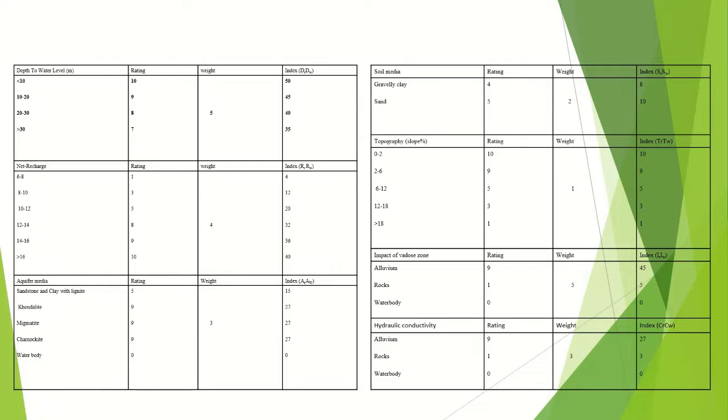This table shows the range, rating and index of DRASTIC parameters. Here depth to water level and impact of vadose zone have the highest weight, that is 5, followed by net recharge, which has weight 4. Each parameter range has a corresponding rating value and weight. When these ratings are multiplied with the weight we get index values, which are reclassified using these values, and finally we get the maps.